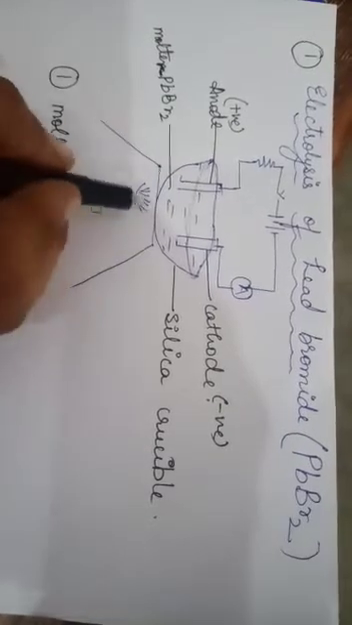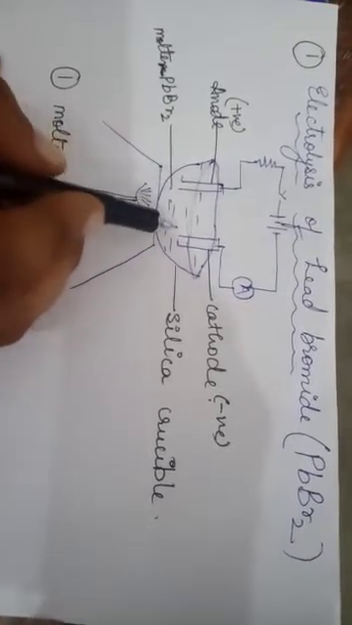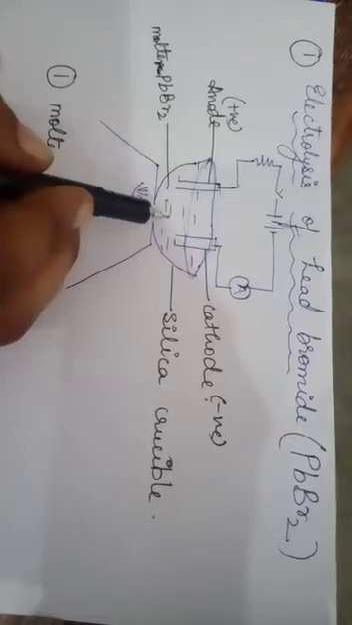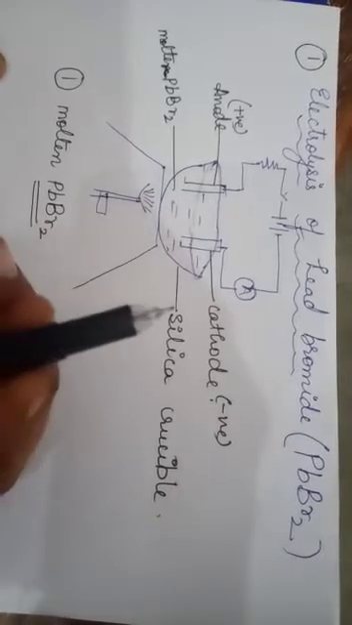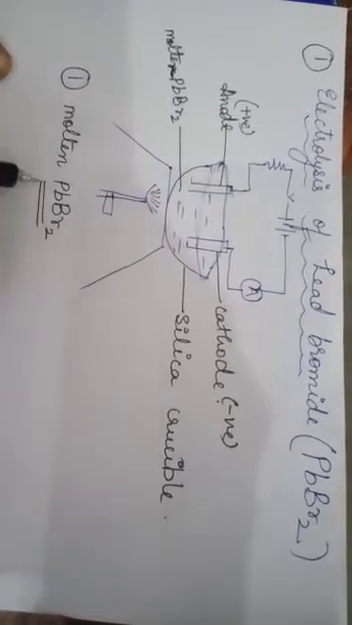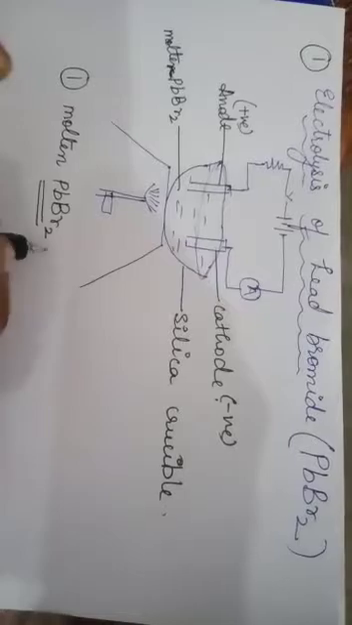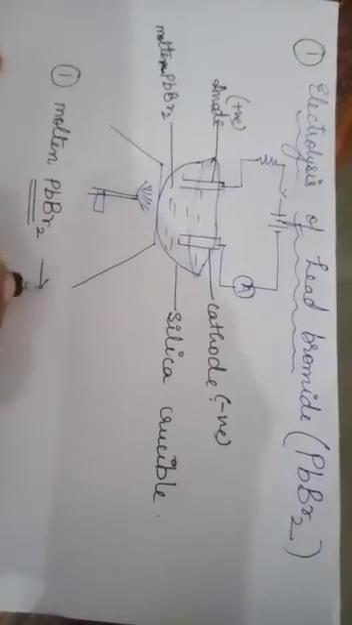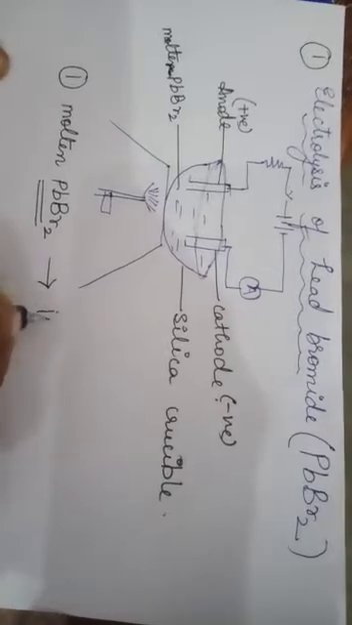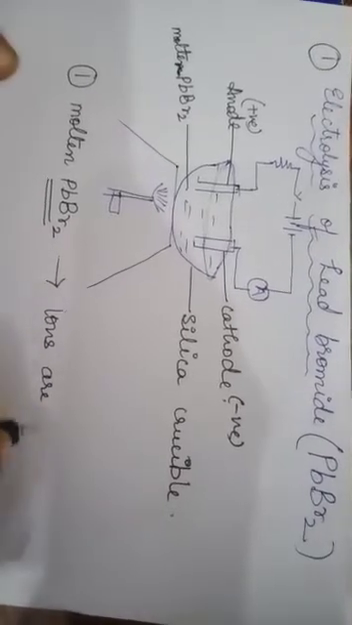Now children, as we are heating, what will happen? Solid lead bromide will get melted. Are you getting? The temperature is about 380 degrees Celsius. Now, why are we taking molten lead bromide? Because in the molten condition, ions are free to move.